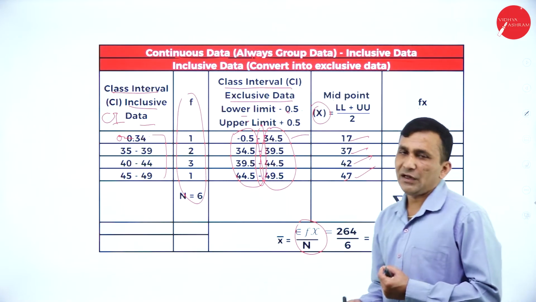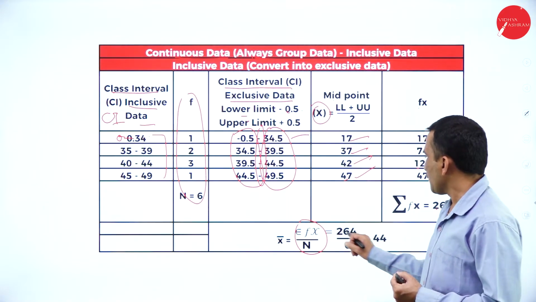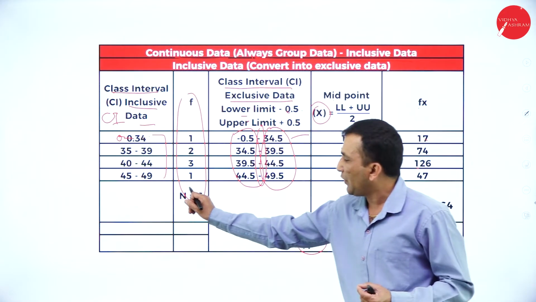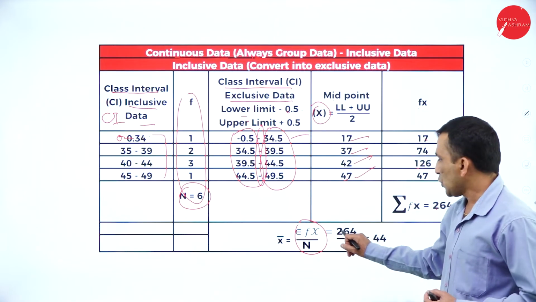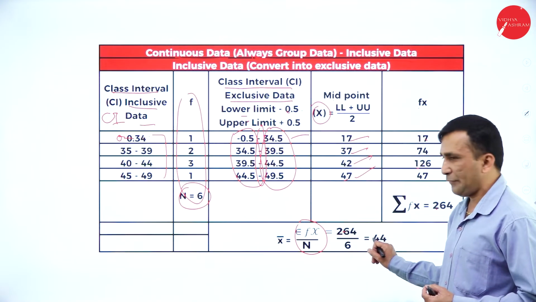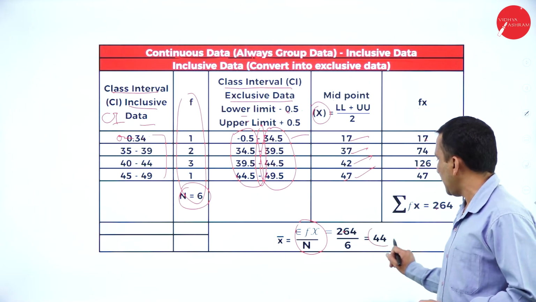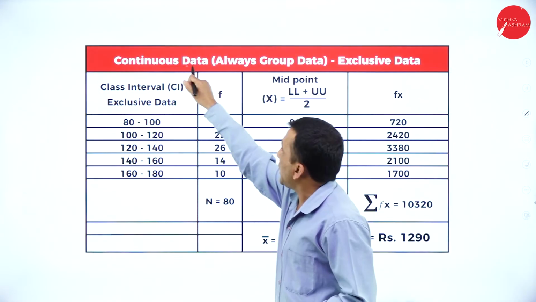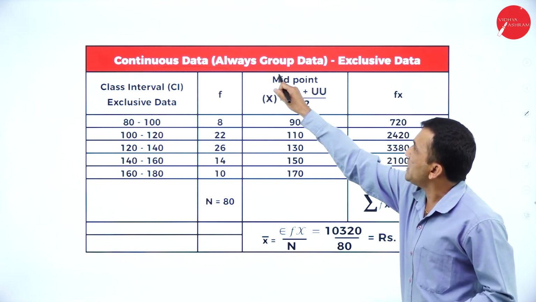Now finally we apply the formula sigma fx divided by capital N, the frequency total. So 264 divided by 6, if you calculate, we get the arithmetic mean as 44. Moving forward to the next, continuous data, always grouped data.